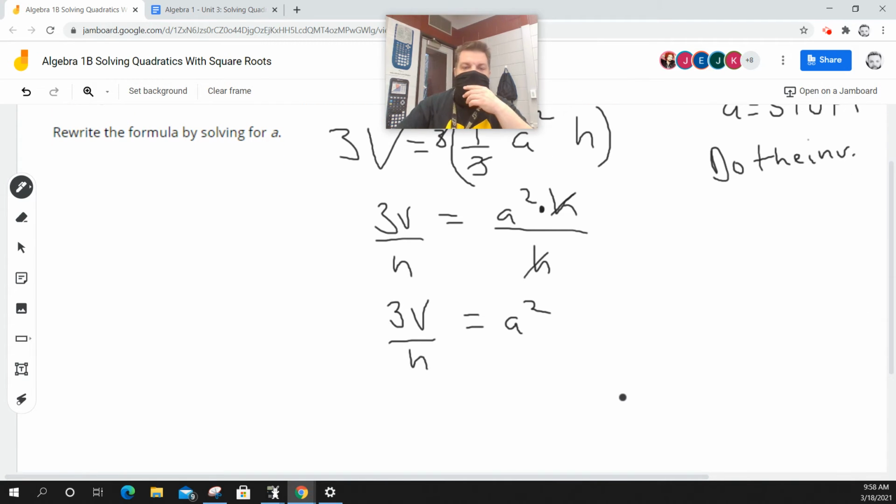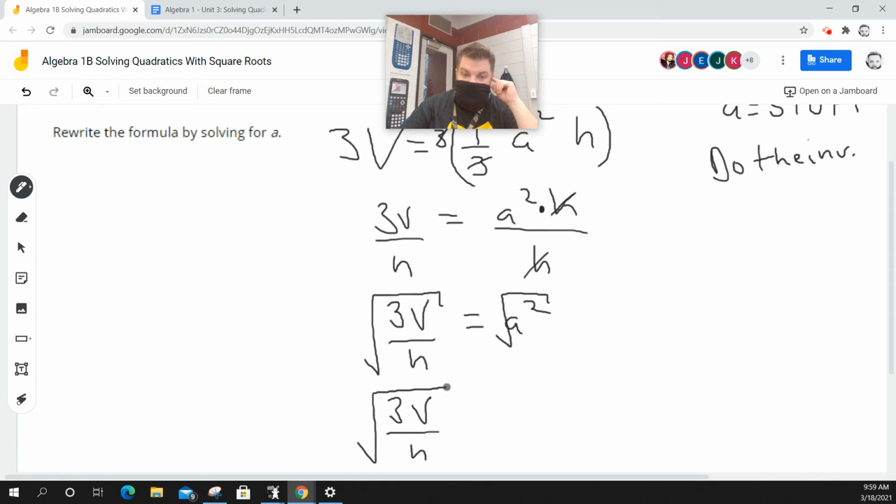So now I just need to take the square root of both sides. So I get that the square root of 3V all over H is equal to A. And that's pretty much it. Now, obviously, you could consider the plus or minus of both those. It really depends on the application.